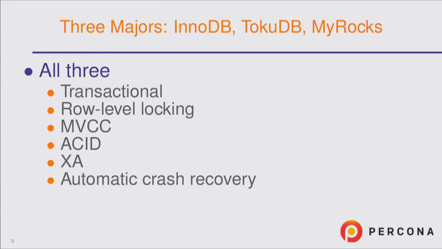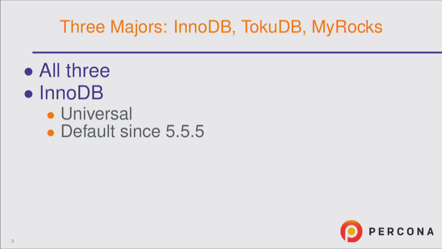And today we will discuss three major, fully functional storage engines: InnoDB, TokuDB, and MyRocks. All three are transactional. All three support row-level locking, multi-version concurrency control, ACID, distributed transactions, and automatic crash recovery, each in different ways.